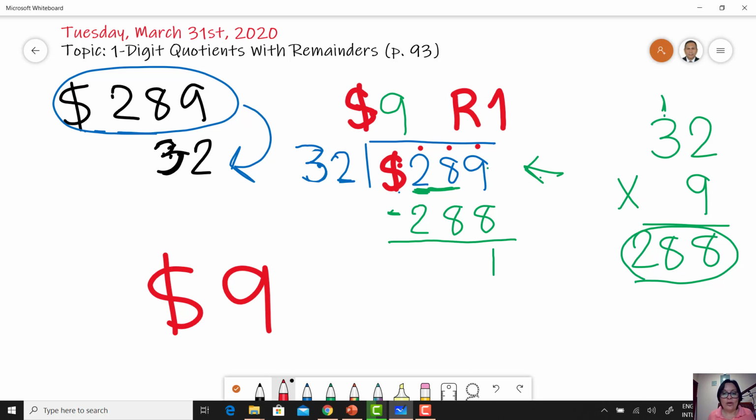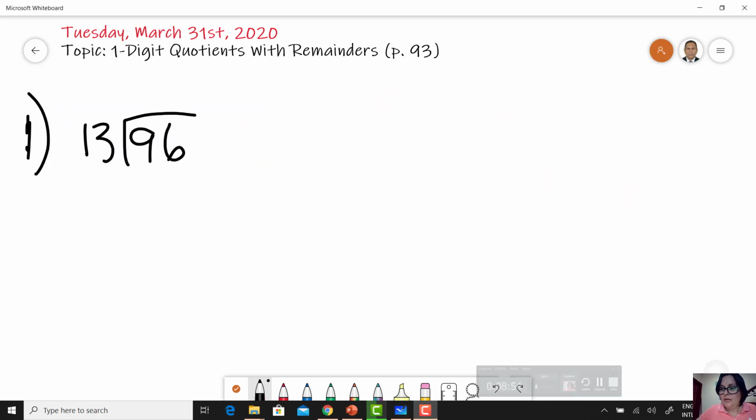Okay, so now we are going to solve exercises from 1 to 8 all together. So let's do it right now. So number 1 says divide and check. Remember that we have to check. So we have to divide 96 by 13. So the first question that you have to ask, how many numbers do you have in the divisor?